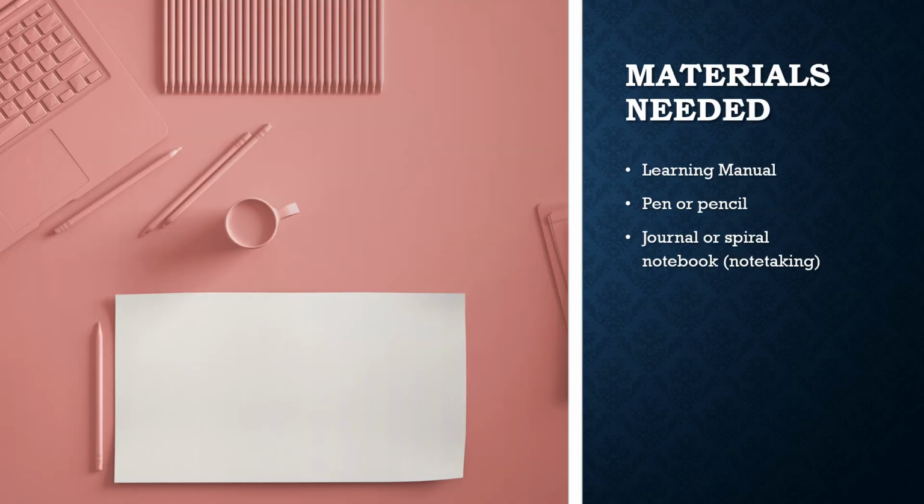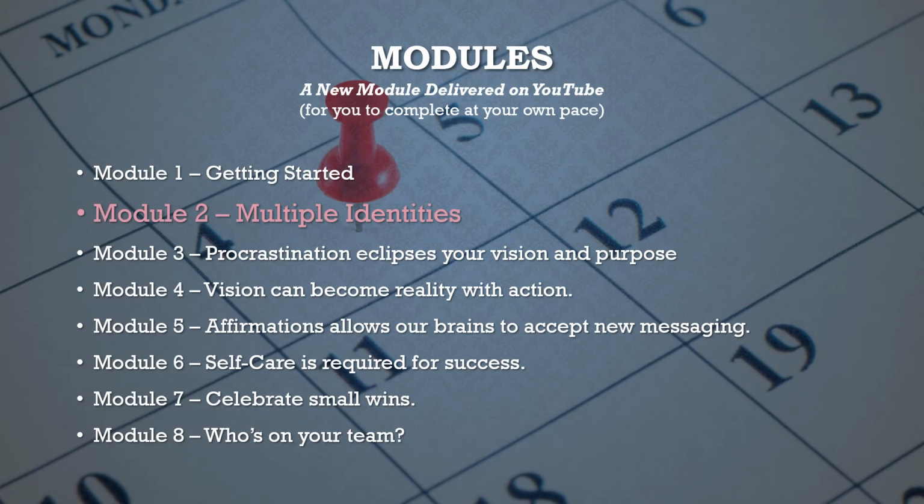The materials you'll need for this module are your learning manual. So by now you should have ordered your learning manual from Amazon.com. You'll also need a pencil or a pen, your journal or a spiral notebook for note taking. Our last session was getting started, just acclimating you to this particular training program. Now we're moving on into our second module, which is multiple identities.